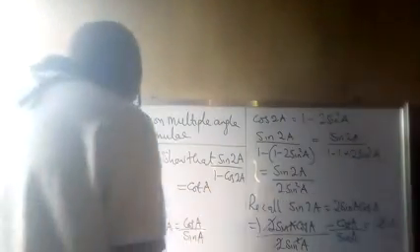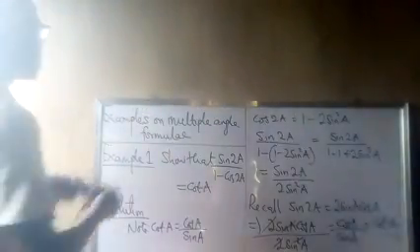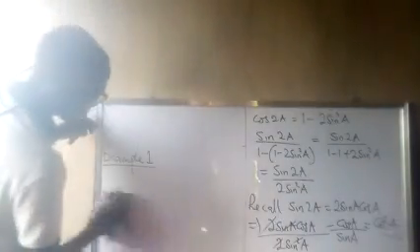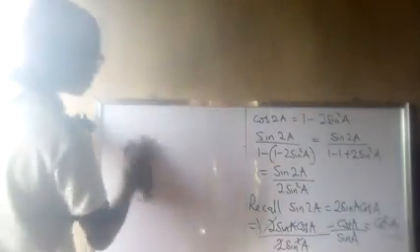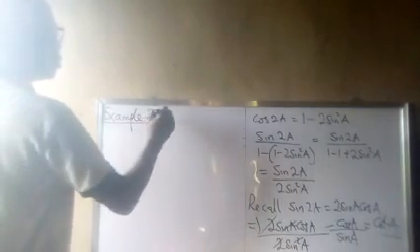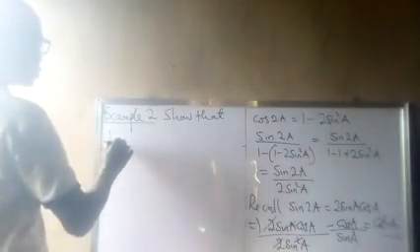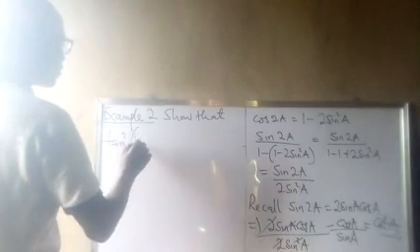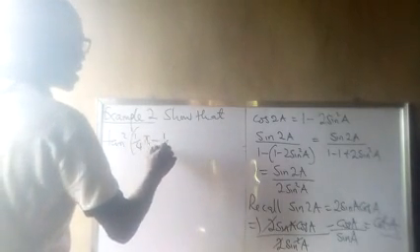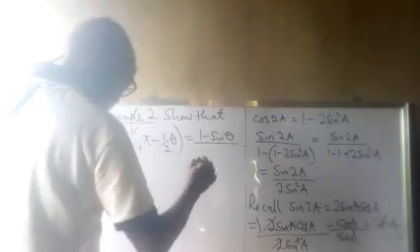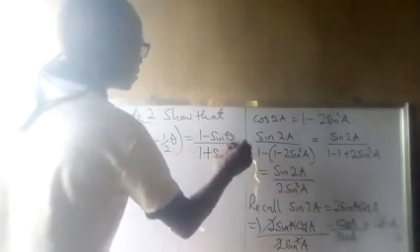So the next example. Now we have to show, in example 2, that tan square of 1 over 4 pi minus half theta is equal to 1 minus sine theta all over 1 plus sine theta.